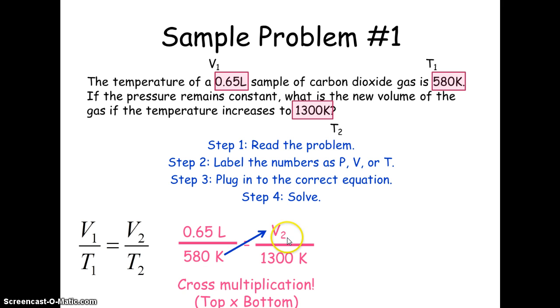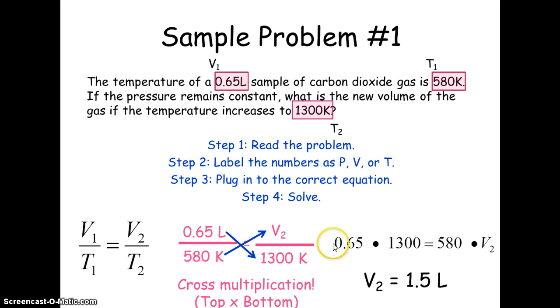Our first step in cross multiplication is to multiply 580 times V2. So on one side we've got 580 times volume 2. On the other side we're going to multiply 0.65 times 1300. So we've got 0.65 times 1300 is equal to 580 times volume 2. Our last step is to solve for volume 2. Multiply this together, divide by 580, and we end up with volume 2 is equal to 1.5 liters.